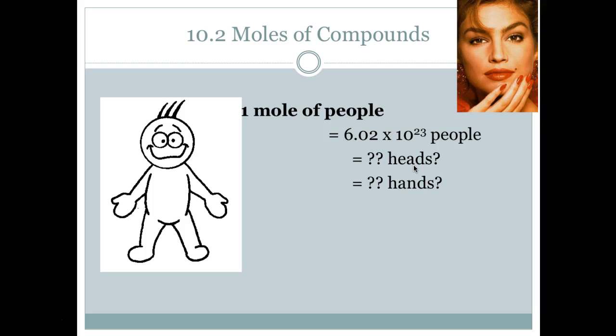What about hands? How many hands are in a mole of people? Well, if each person has 2 hands, then a mole of people would contain 2 moles of hands, or 2 times 6.02 times 10 to the 23rd hands. How about toes? Assuming each person has 10 toes, a mole of people would contain 10 moles of toes, or 10 times 6.02 times 10 to the 23rd toes.